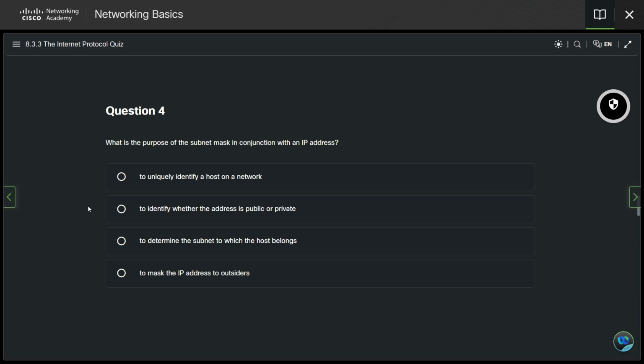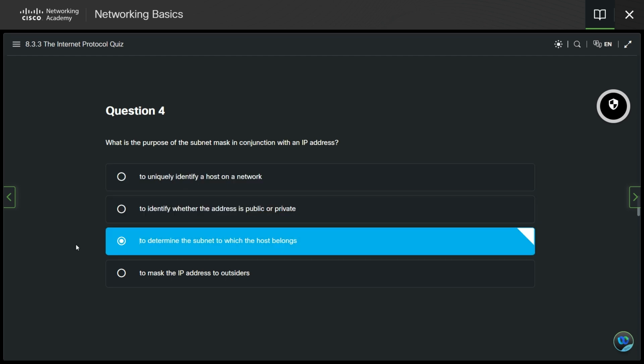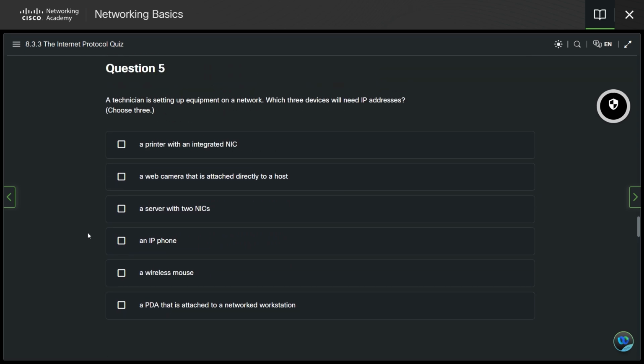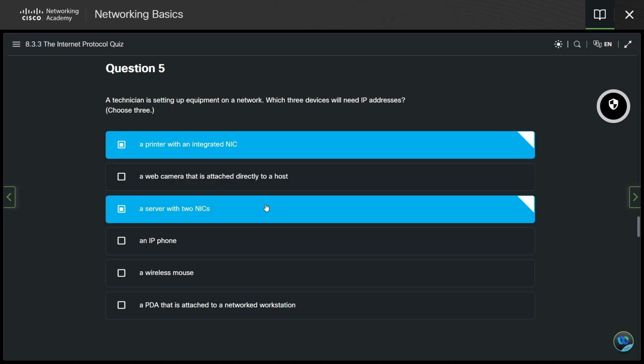Question 4: What is the purpose of the subnet mask in conjunction with the IPv4 address? To uniquely identify a host in a network, to identify whether the address is public or private, to determine the subnet to which the host belongs. To determine the subnet. A technician is setting up equipment on a network. Which three devices will need IP addresses? Choose 3. A printer, a server, an IP phone.